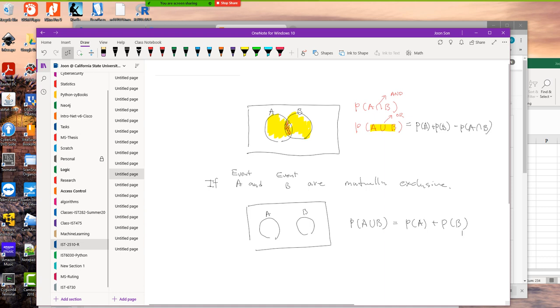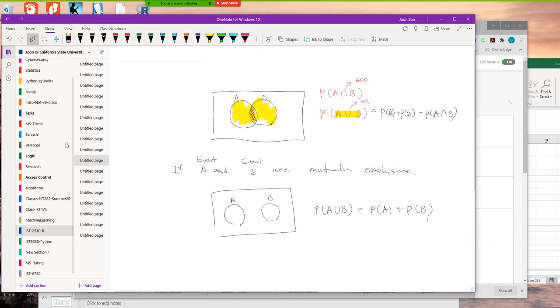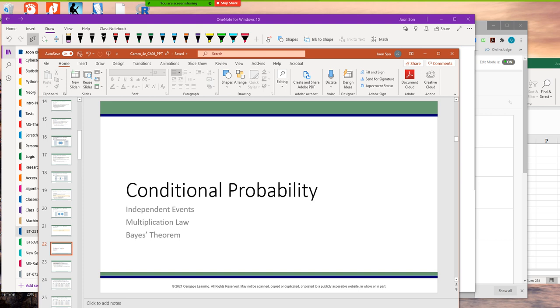Okay, now, so that's like a basic formula, right? By the way, this is probably mostly review. Okay, and let's see. The next one is conditional probability.